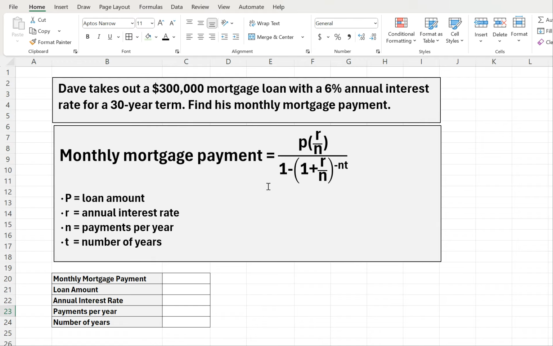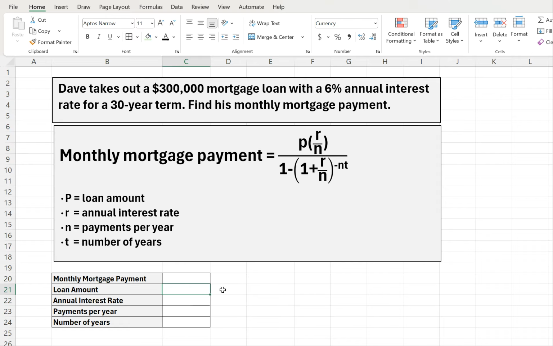So the formula that you can use to calculate a monthly mortgage payment is this big formula right here, which takes into account the loan amount, the annual interest rate, the number of payments per year, and the total number of years. So let's go ahead and calculate the monthly mortgage payment for this particular scenario.